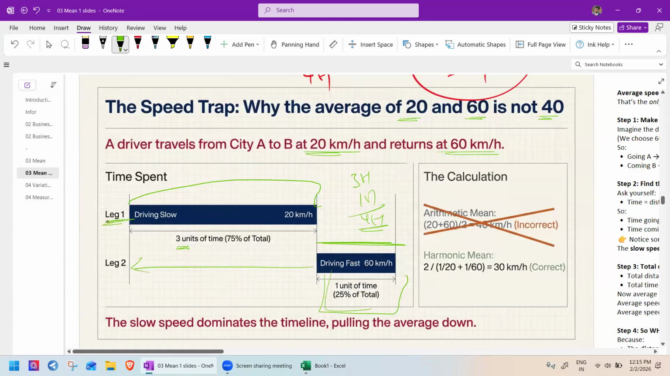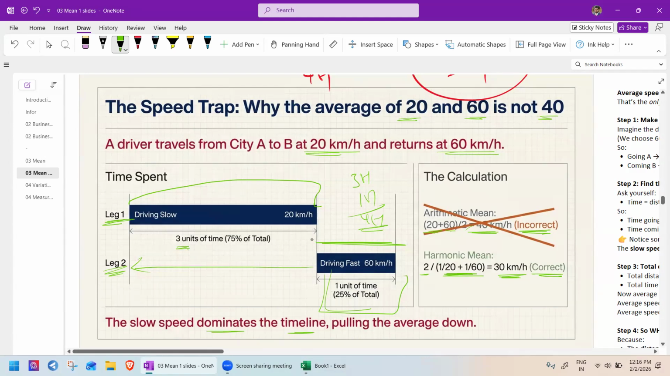This is the first leg, this is the second leg, meaning the first travel and second travel. Arithmetic mean, 20 plus 60 over 2, equals 40 kilometers per hour. This is incorrect. The correct way is n over the sum of reciprocals, and we get 30 kilometers per hour. This is correct. The slow speed dominates the timeline, pulling the average down.